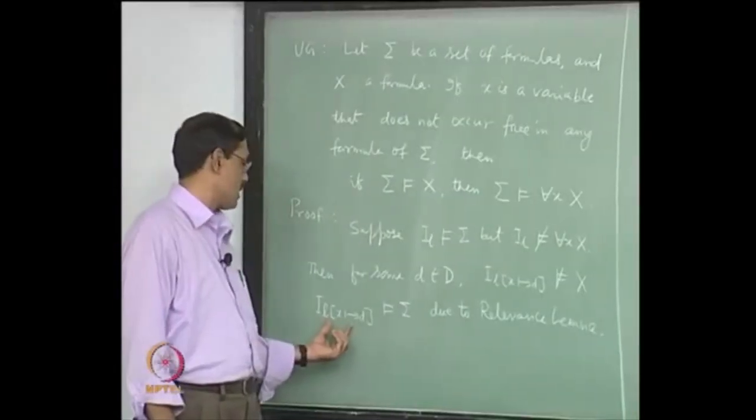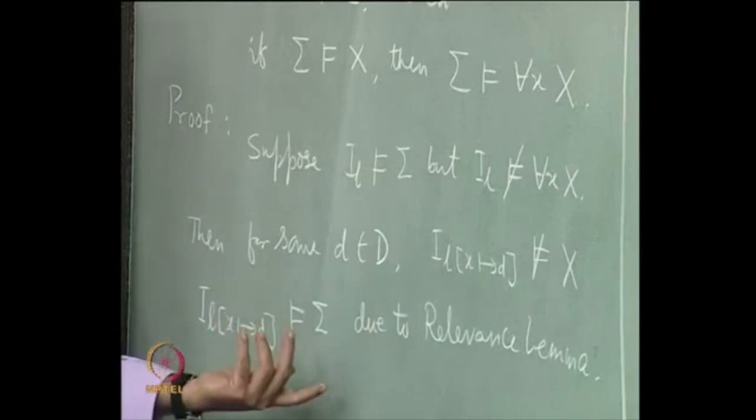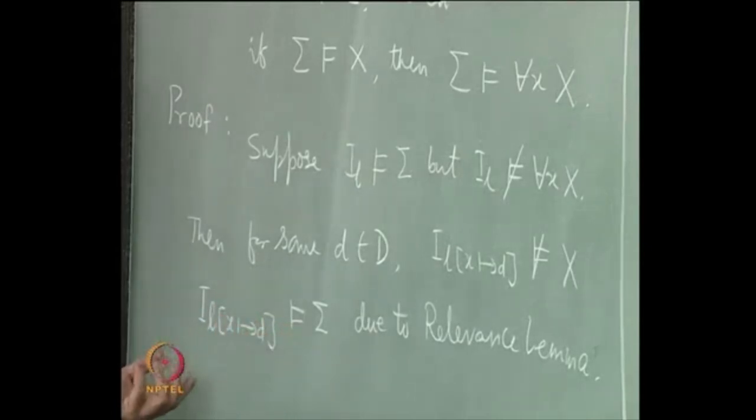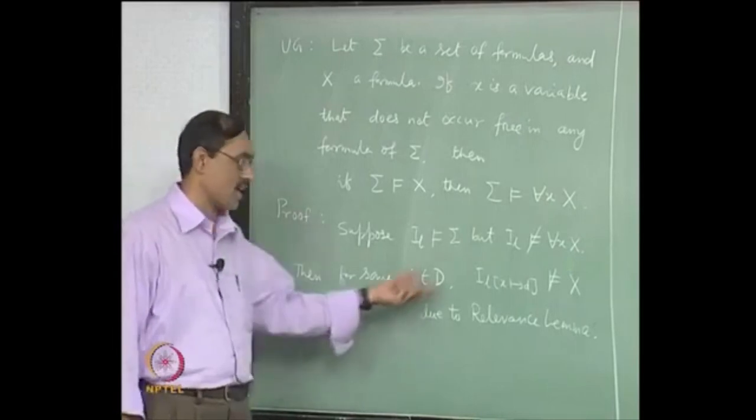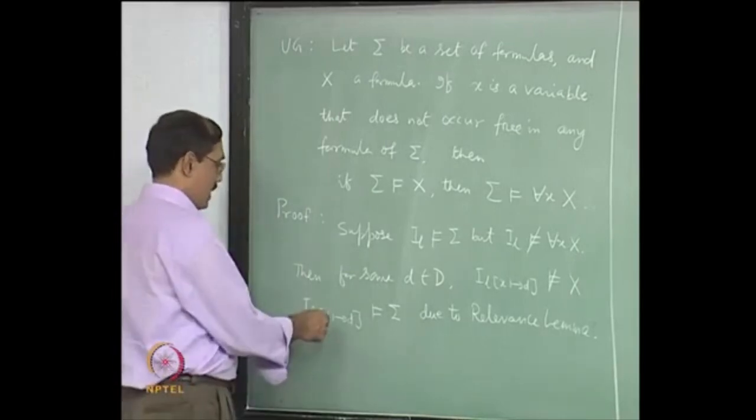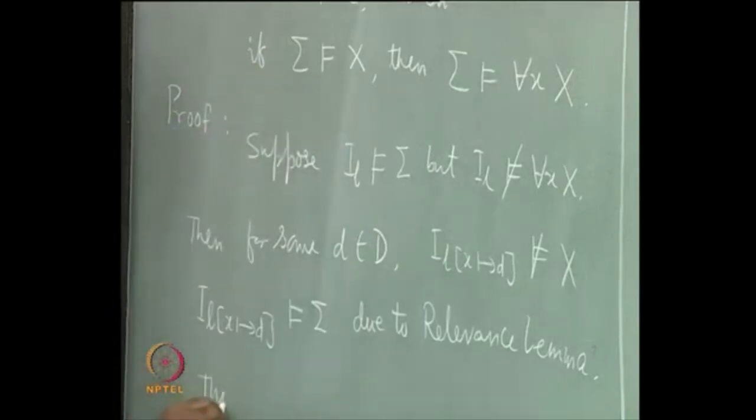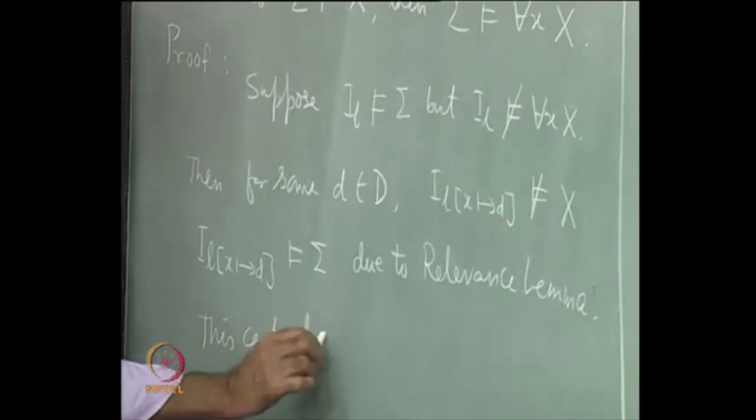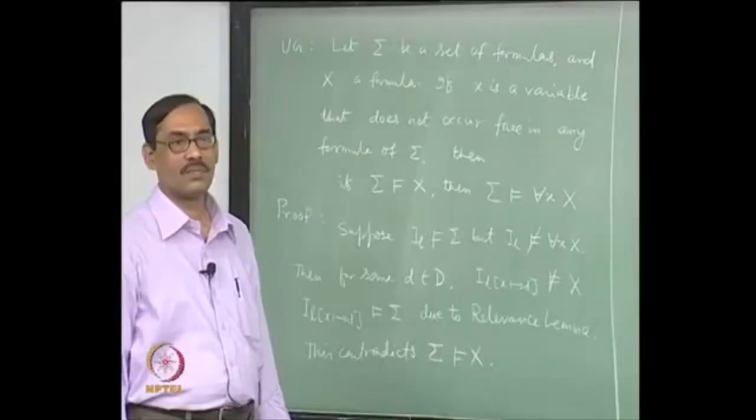Otherwise, you can see what is its effect. L and L x fixed to d work the same way on sigma. That is what you want to see, right. x does not occur, and L, L x fixed to d agree on every variable except x. x does not occur, right. So this satisfies or IL satisfies are the same. That is exactly the relevance lemma, okay. So now you see IL x fixed to d is a state model of sigma. But it falsifies φ, this contradicts the assumption, right. This contradicts sigma entails φ, that is it. Now the short proof comes because of proof by contradiction.